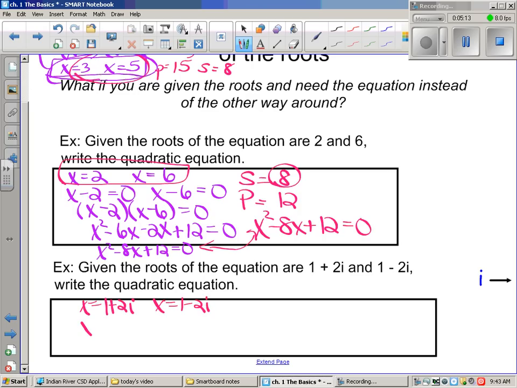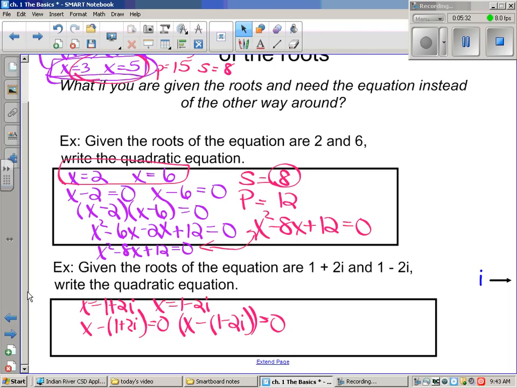And so when I switch the signs of those, that becomes x minus (1 plus 2i) equals 0, and x minus (1 minus 2i) equals 0. And then you would have to multiply those two together, and you could see how that would get quite cumbersome. Or the alternative. The alternative is simply to add them and to multiply them.